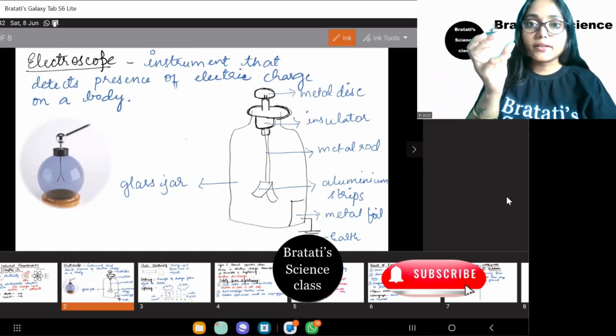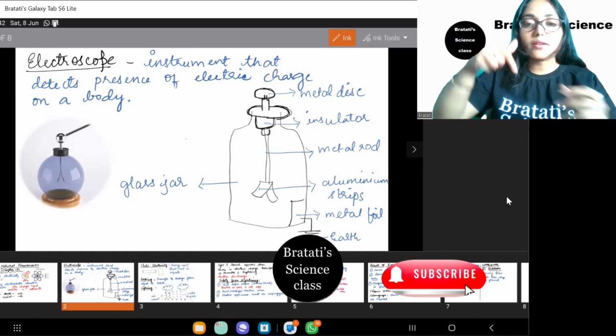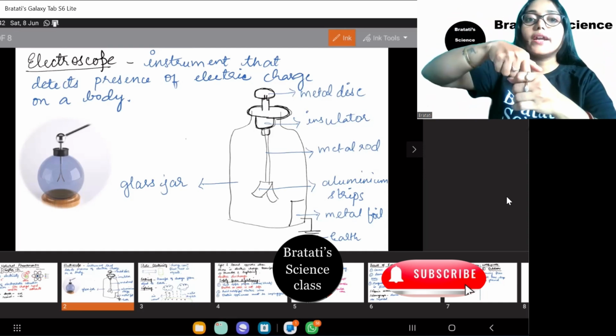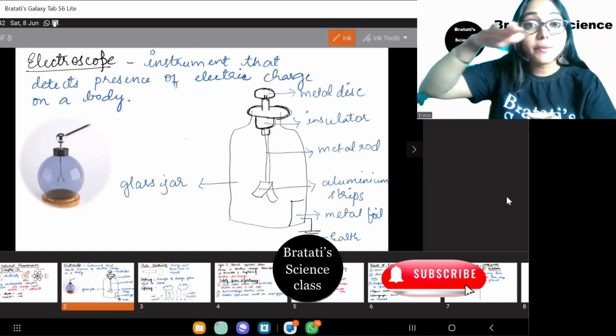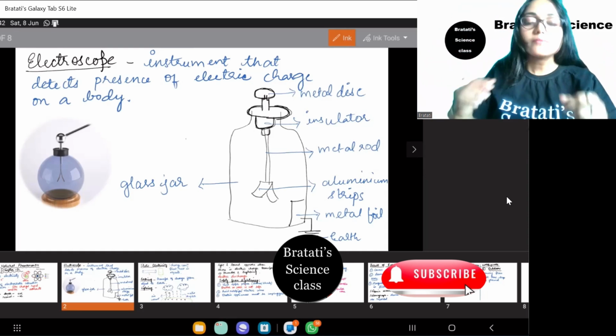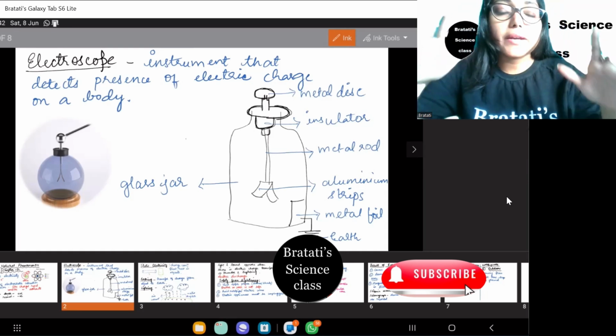You need an insulator. It can be a rubber cork or any stopper of a bottle. You can create a hole, and through it the brass rod or any other metal rod will pass. On the top there will be a disc, a plate kind of thing. At the end of the rod there will be two aluminum strips. That's it, your electroscope is ready.